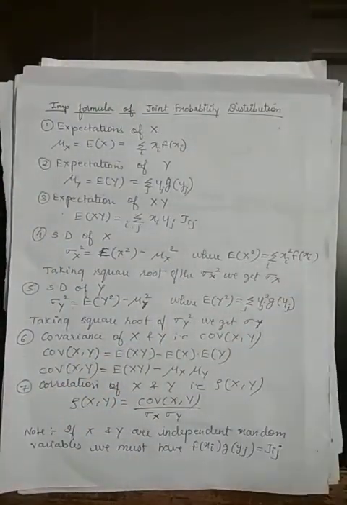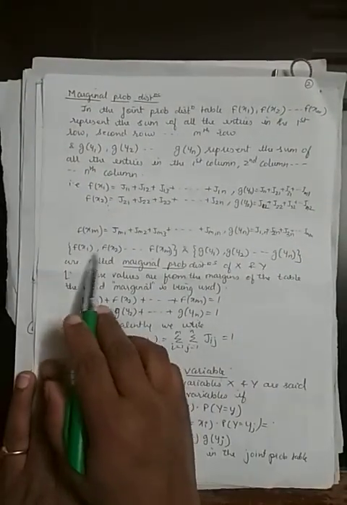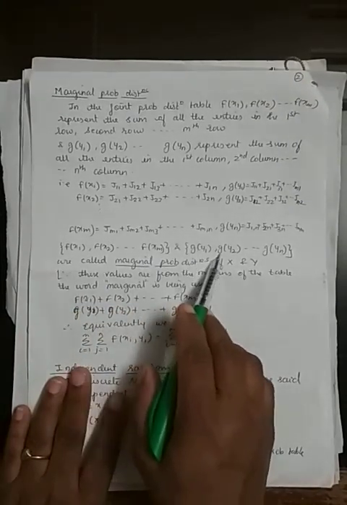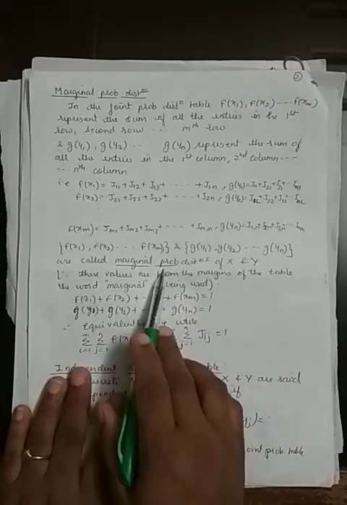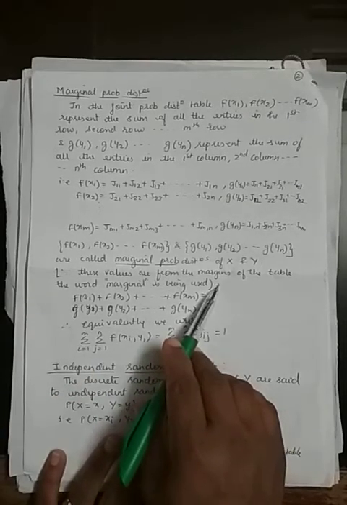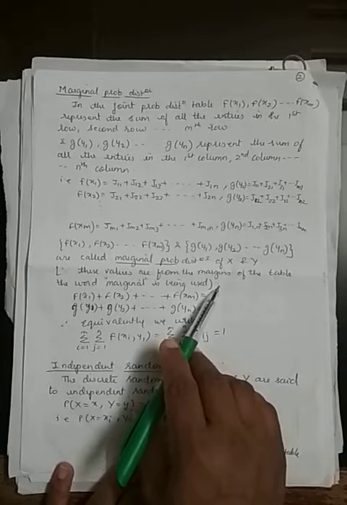So these are known as the marginal probability distributions. The sets of f of x1, f of x2, and so on, f of xm, and g of y1, g of y2, and so on, are called the marginal probability distributions of capital X and capital Y. Since these values are from the margins of the table, the word marginal is being used. If you observe, the last column and last row are the f of x values and g of y values, and they are on the margin side, so they are said to be marginal.